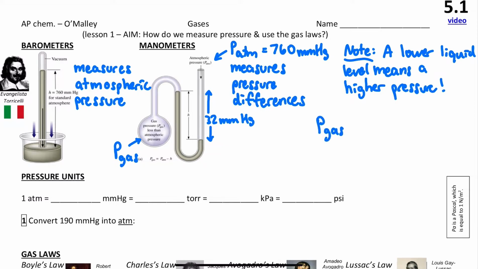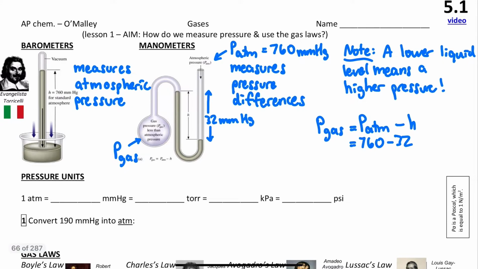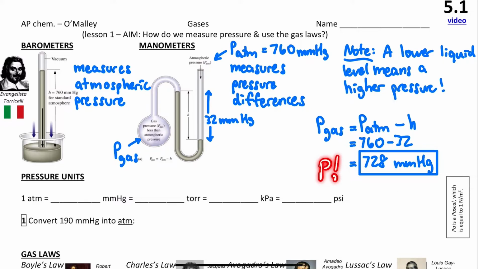So if I want the pressure of the gas, I simply take the atmosphere, and in this case, I subtract the height of the liquid level difference. So 760 minus 32 gives us 728 millimeters of mercury. And you might be wondering, what do we do with a millimeter of mercury? That's a length and an element. Yeah, that is a pressure, because we're indirectly measuring the pressure of a gas based on what it does to a height of a fluid, in this case, liquid mercury.